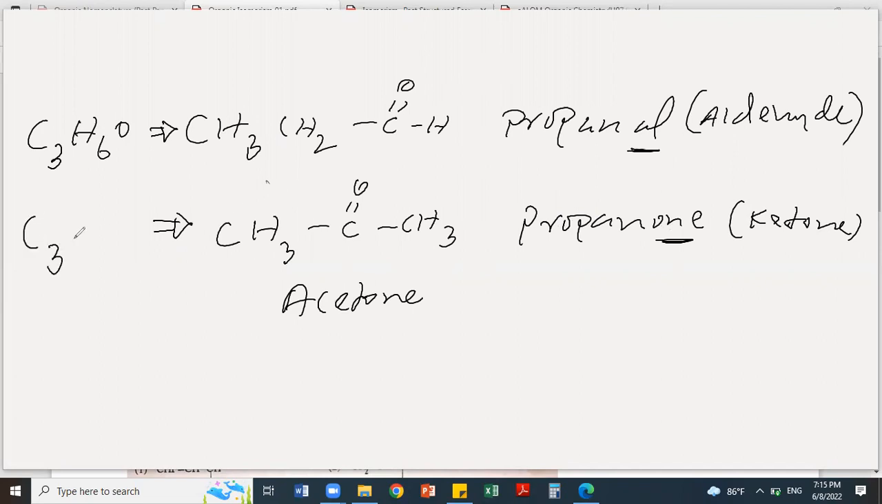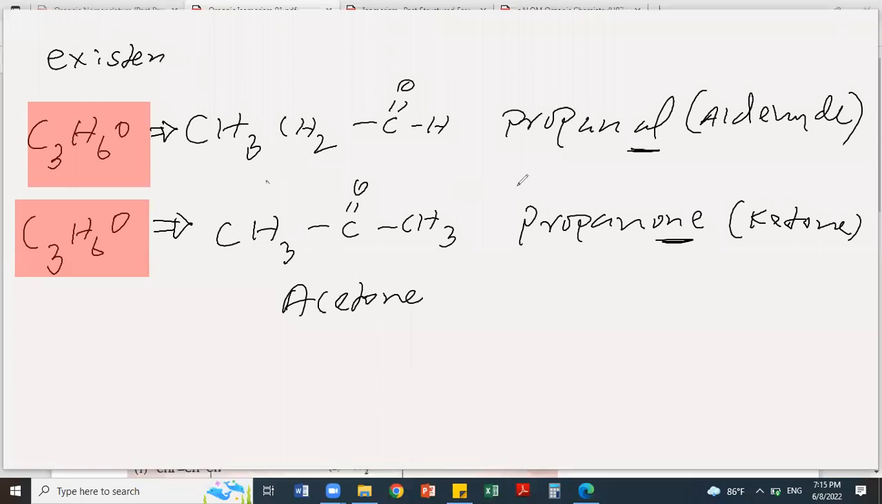So this also has the same formula, C3H6O, but you can draw two different structures. Therefore these two are called isomers. Now you understand the meaning of isomerism. Isomerism means the existence of different structures for the same chemical formula. If you can, write it in your short notebook. The red one I have highlighted has the same chemical formula.